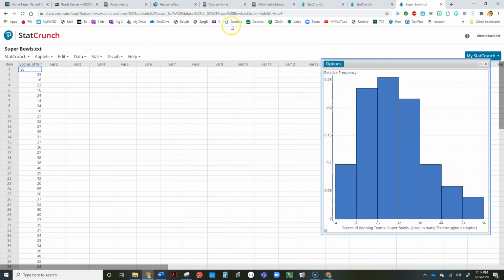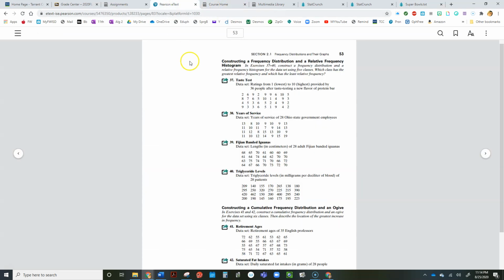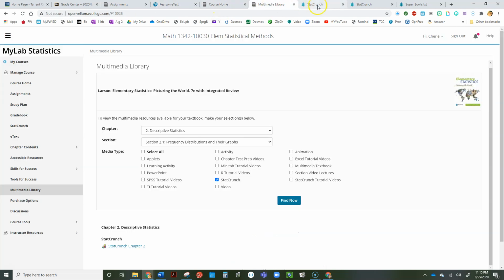So if you want to do extra problems, let's say you're looking at the textbook, and here are some problems right here. Construct a frequency distribution and a relative frequency histogram. And you wanted to practice doing that, whether by hand or on StatCrunch. If you wanted to do StatCrunch, you don't have to type these numbers in. This is problem number 37. So in that multimedia thing, where did it go?